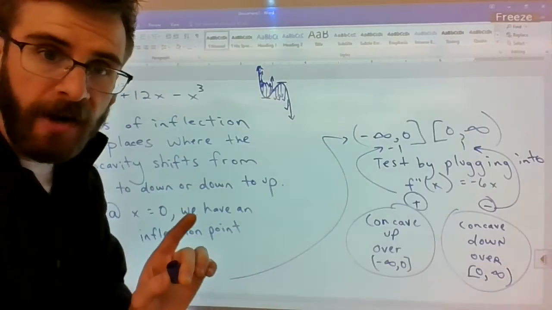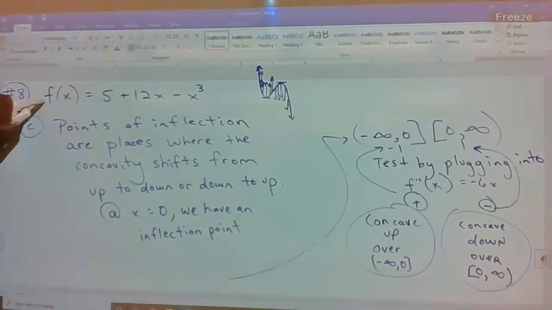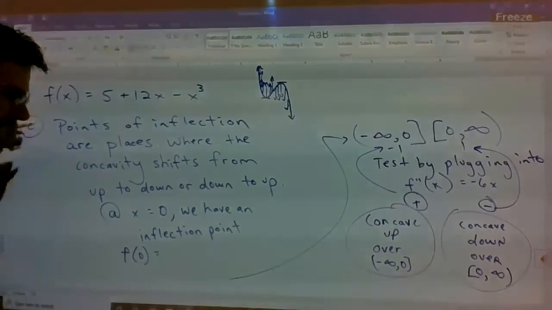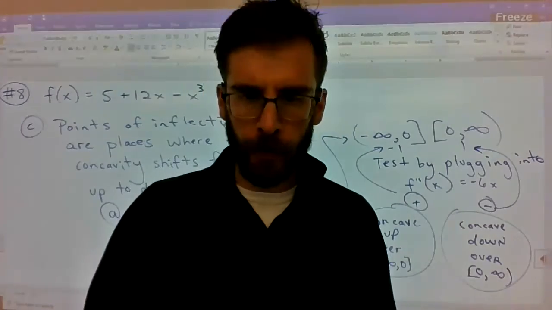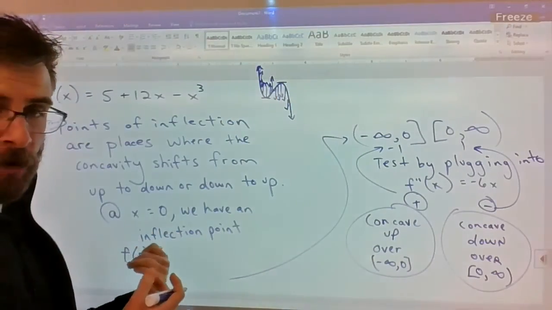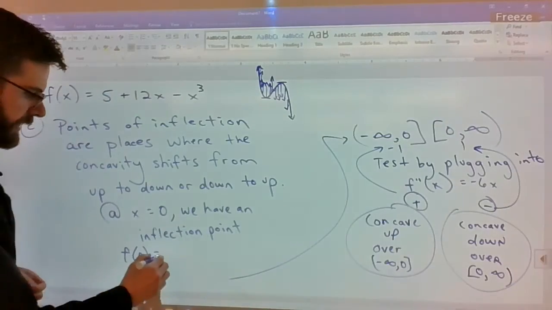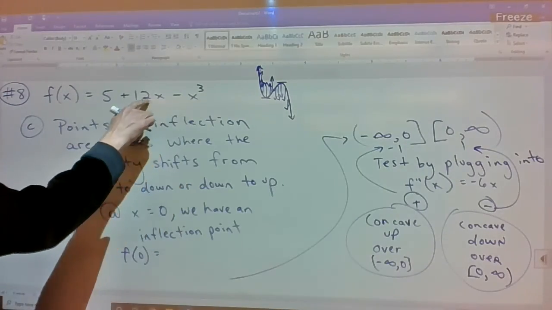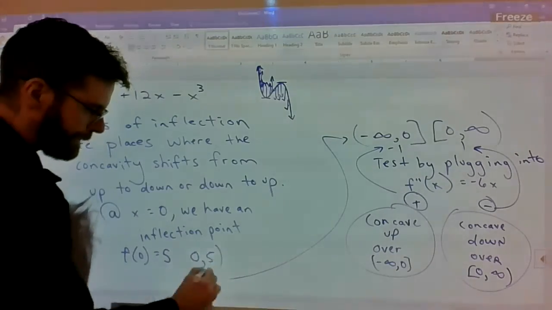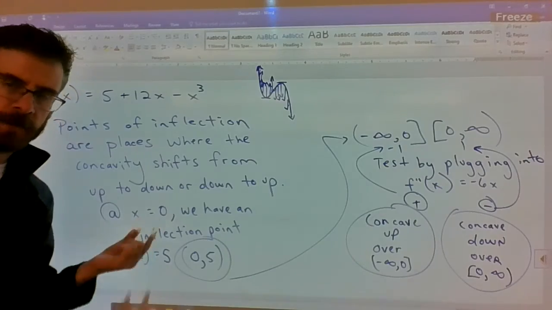The literal point of inflection will be, plug it into the original. Like, it's a point, right? A point is an ordered pair. It's an x, y. So the x value for our point of inflection is x equals 0. The actual point of inflection would be, plug in 0 here, you get 5. It's technically 0, 5. Although I think in the instructions on that last homework assignment, you just had to find the x-coordinate.